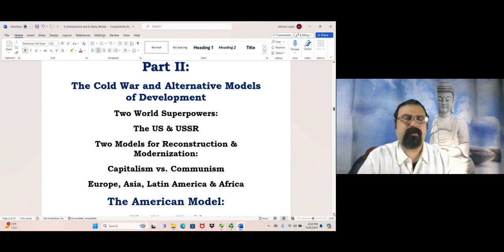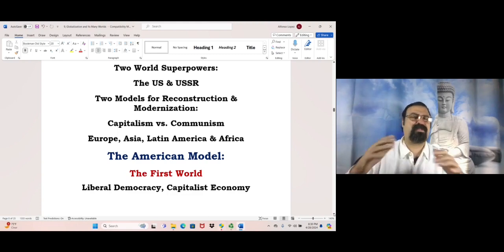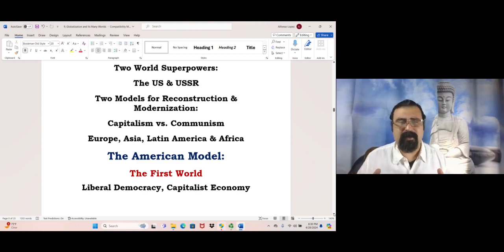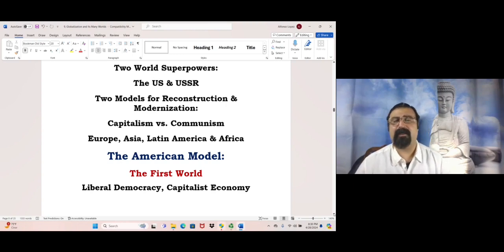Okay? So now, I wanted to get that out of the way because this is really what is so characteristic, so distinct of the 20th century. Now, we have two world superpowers at the end of the Second World War. Okay? The United States and the Soviet Union. And each superpower has its own ideology, its own model for developing a country, for developing a society, developing an economy, for example.